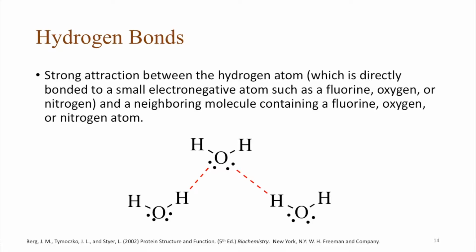Hydrogen bonds are usually represented by dashed lines like you can see here. One very important aspect about hydrogen bonds is that they should not be confused with chemical bonds. Chemical bonds occur between individual atoms within a molecule, whereas hydrogen bonds are intermolecular forces that occur between molecules.